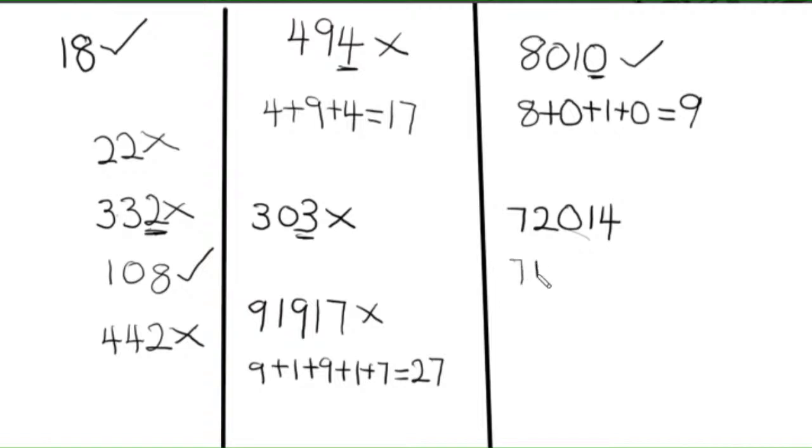7 plus 2 plus 0 plus 1 plus 4. And what is the sum? Let's add it together. 7 plus 2 is 9, plus 0 is 9, plus 1 is 10, plus 4 will give us 14.